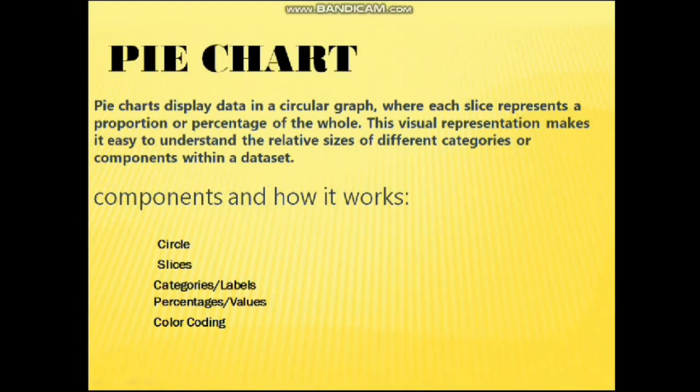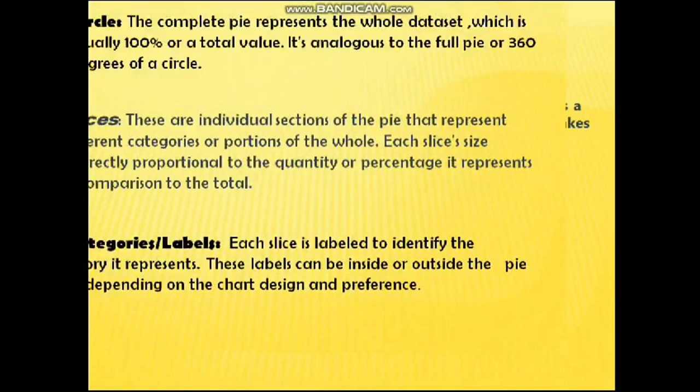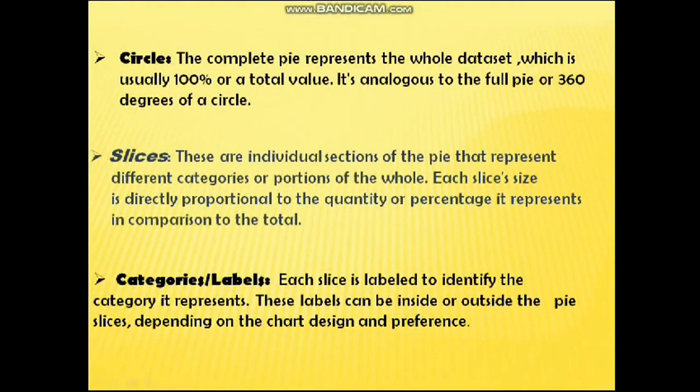Imagine cutting a pie into slices. Each slice represents a different category or component of the data. So basically there are 5 components in a pie chart, namely circles, slices, categories or levels, percentage or values, and color coding. So now let's understand these components.